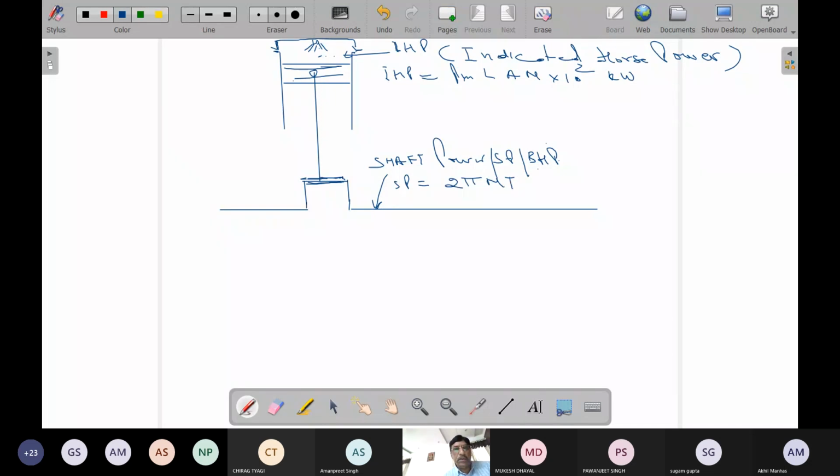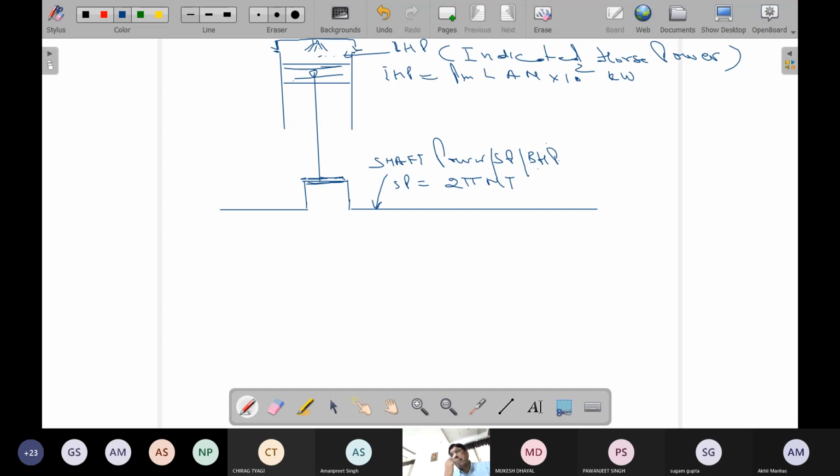In this relationship, pi is 22 by 7. N is the RPS, revolutions per second. Here, since we are measuring the power at the shaft, there is no question of 2-stroke or 4-stroke, because as far as the shaft is concerned, how the power is coming is none of its concern. This gives me the shaft power, and it purely depends upon the revolutions. But here we will use revolutions per second. T is the torque.